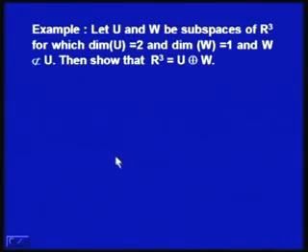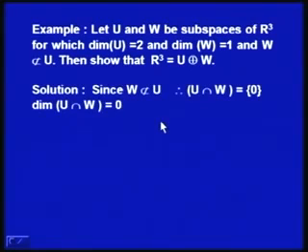So, I have taken an example from matrices. Now, this is another example. Let U and W be subspaces of R cube for which dimension U is 2 and dimension W is 1, and W is not a subset of U. Then you have to show that R cube is equal to U plus W. Now, since W is not contained in U, there is nothing common between W and U, so U intersection W, and they are subspaces, so definitely the null vector has to be there.